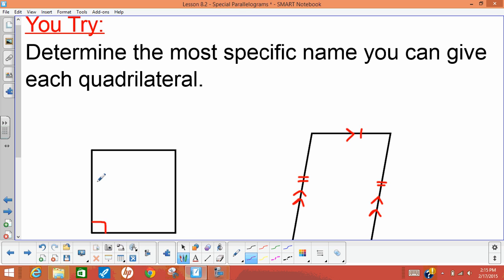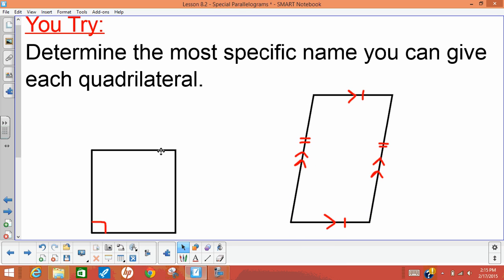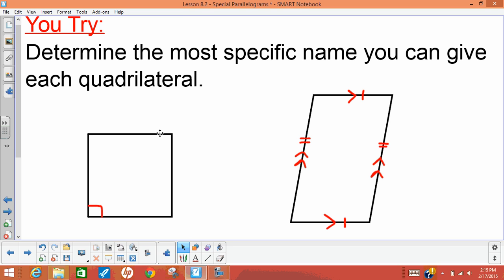So I want you to try these. I want you to take these figures and name them with the most specific name. So go ahead, you need to use all your properties and figure out the most specific name you can give each of these.